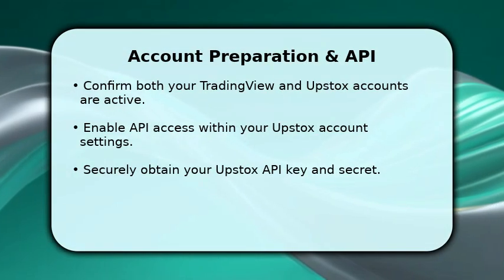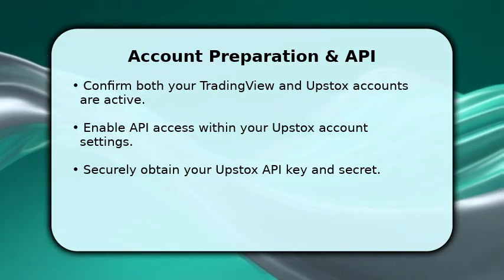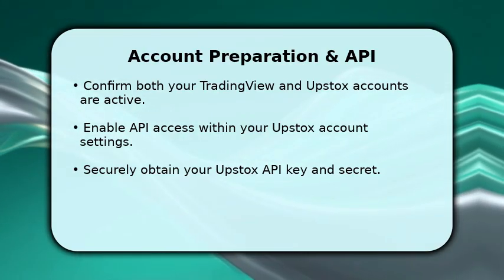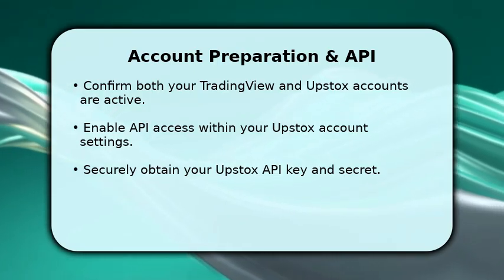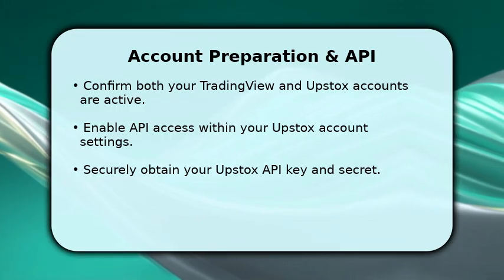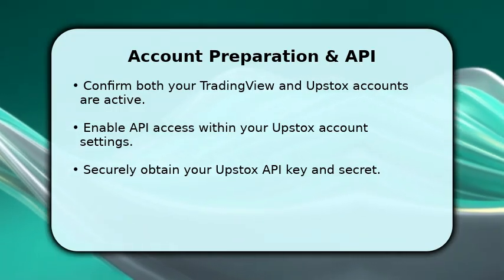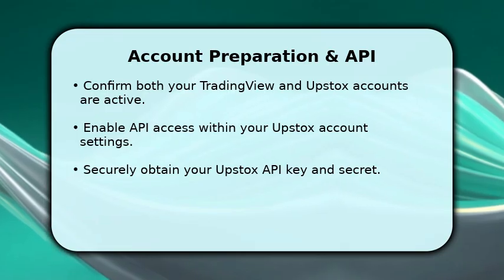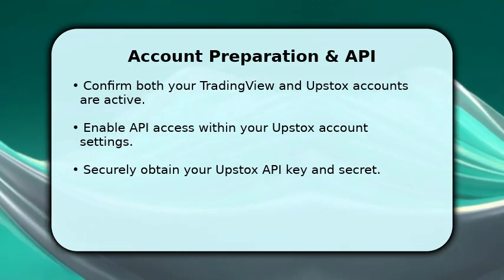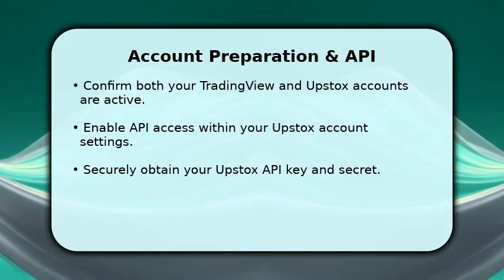Before linking, make sure your TradingView and Upstox accounts are fully operational. Log into your Upstox account and navigate to the API management section. Here, you will find the option to generate or enable your API key and secret. These are unique identifiers that grant TradingView permission to execute trades on your behalf. Keep these details confidential and readily accessible for the next step.